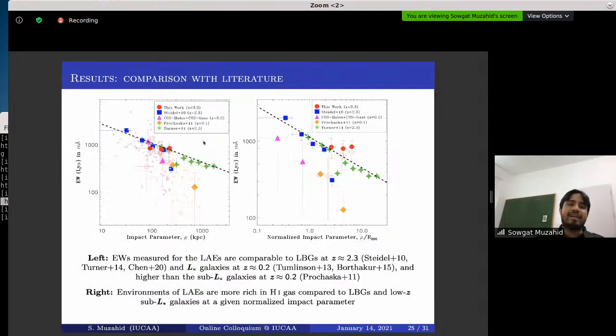And finally, here I compare the equivalent width profile, so how the Lyman alpha equivalent width changes with impact parameter. I compare different samples at different redshifts and different types of galaxies. I know this plot is busy, but let me explain. These red points are from this work, our Lyman alpha emitter sample. And these green and blue points and this dotted line are all from the KBSS survey, the survey by Chuck Steidel, at different stages of their survey, basically.